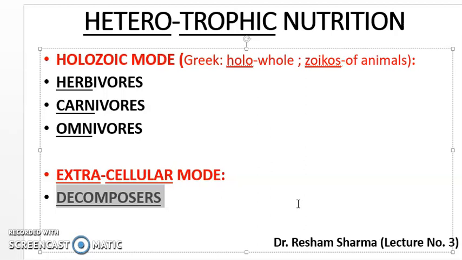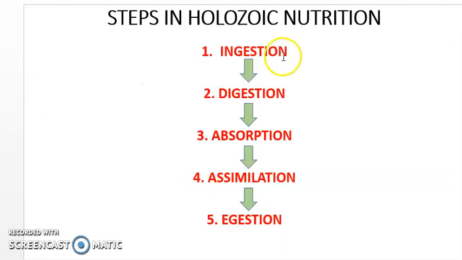So the entire process is about digestion happening outside the body, and the organism is just then absorbing the digested food into their body. And when we say digestion, we are talking about the breakdown of the food particles into simple components. So this brings us to the next important part, which is what are the different steps involved in holozoic nutrition, in which the organism is internalizing and ingesting the whole food particles, and then the entire process of digestion and the other steps are happening within the body.